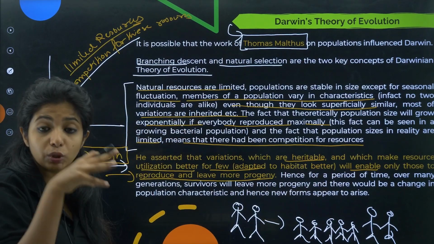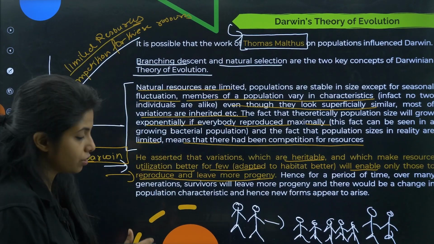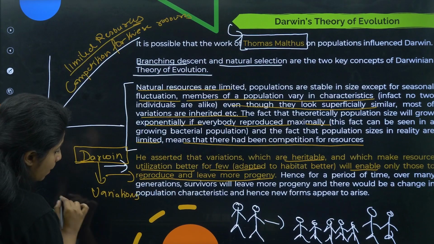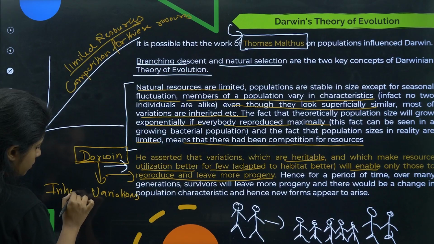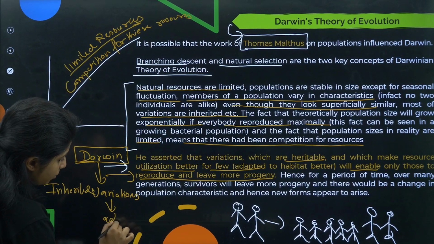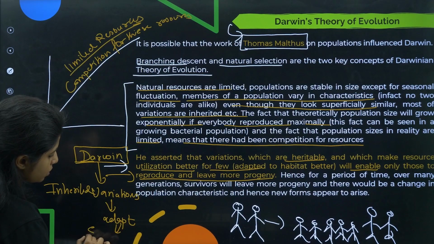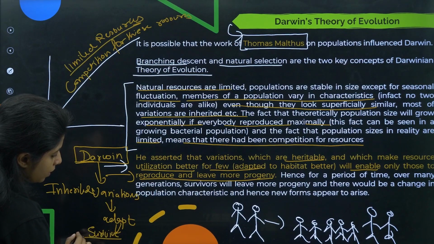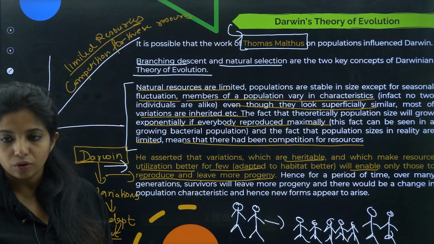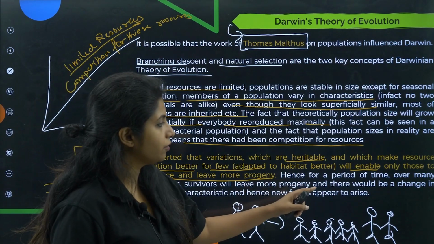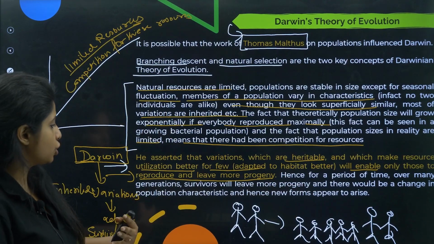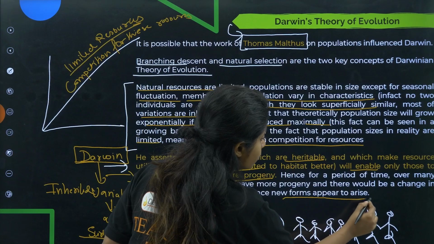So the ones that had good adaptations, good inherited variations, will be able to adapt and survive in the context of others who would not have these particular variations and obviously would not be able to adapt and survive. Hence, over many generations, survivors leave more progeny and there would be a change in the population characteristics, and hence new forms appear to arise.